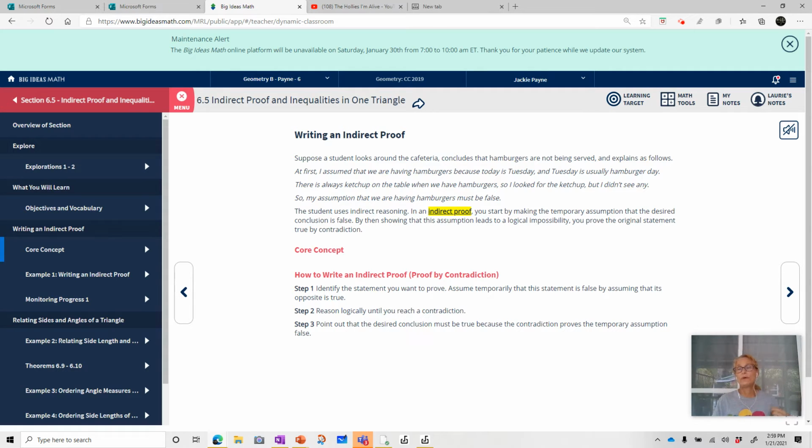You start by making the temporary assumption that the desired conclusion is false, and then you show that this assumption leads to a logical impossibility, and you prove the original statement true by contradiction. So here's the steps. Number 1, you identify the statement you want to prove. Then you assume temporarily that this statement is false by assuming that its opposite is true. 2, you reason logically until you reach a contradiction. And then 3, you point out that the desired conclusion must be true, since the contradiction proves the temporary assumption false. So if you have a false assumption proved false, then that means it must be true, logically speaking. Here we go. We'll do some examples.